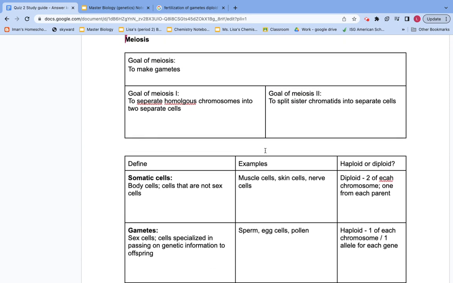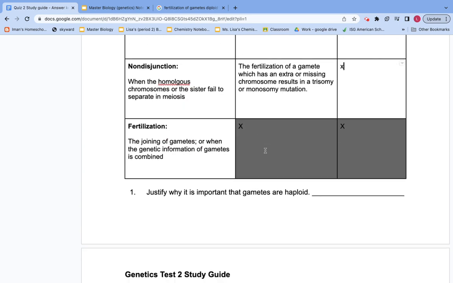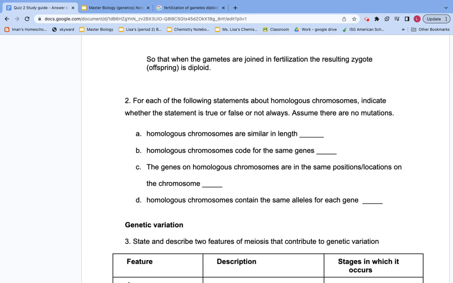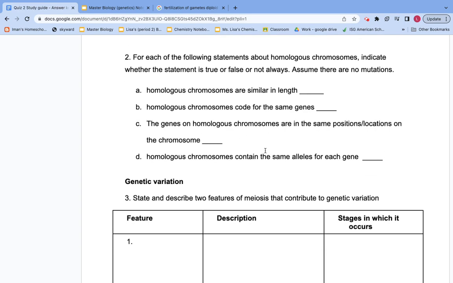Okay, and this we don't really have to answer. Great, so we're done with the first page. Let me know if you have any questions. You can always leave comments if you have questions. So now let's talk about homologous chromosomes. What is true? What is false about them?